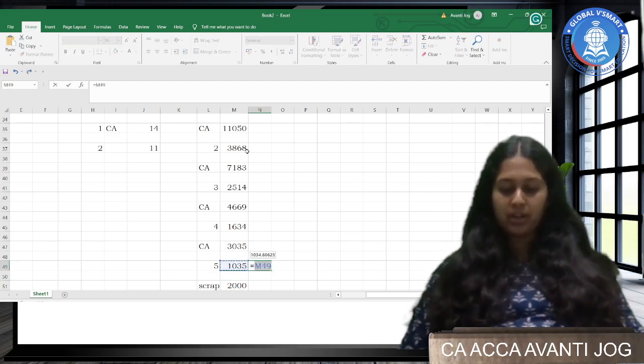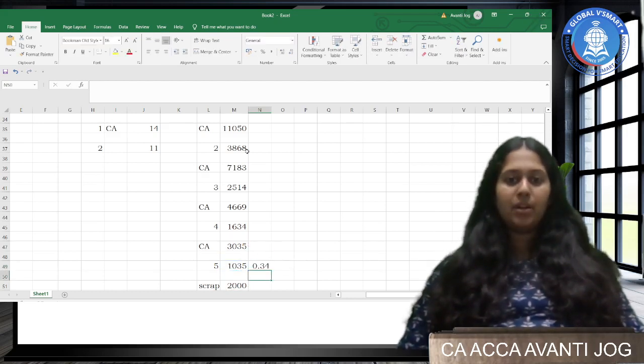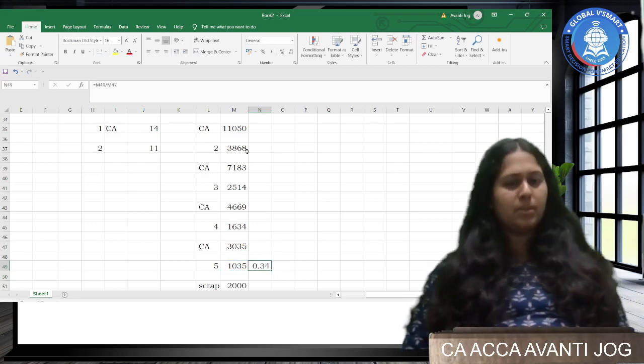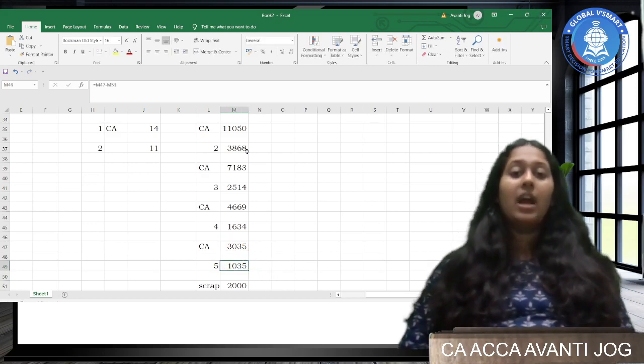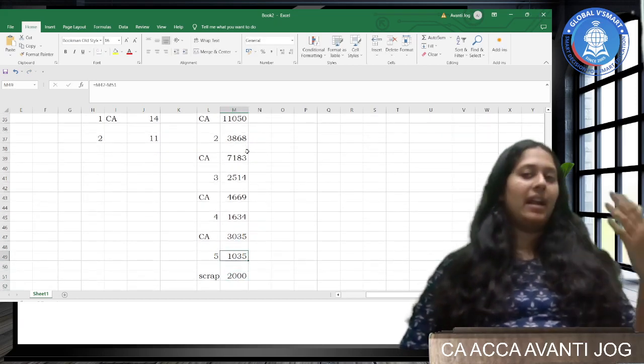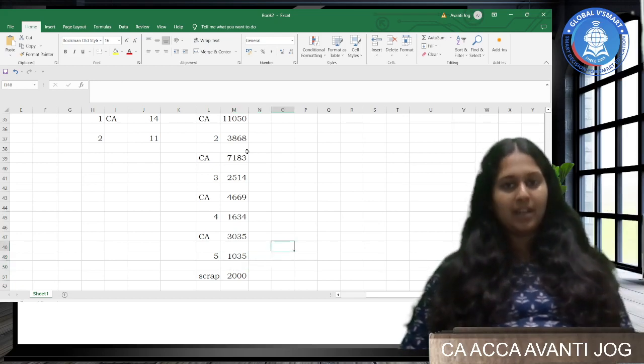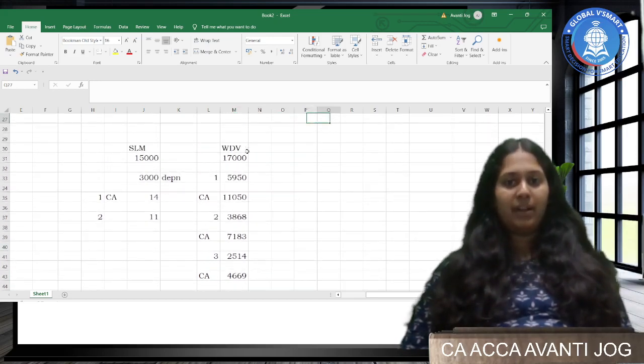Okay, I hope you understood. If you actually calculate the percent of this, it is 34%. So it is basically just a rounding difference. But for an accurate amount, I'm just going to calculate the difference between these two. This is how I calculated the WDV method.